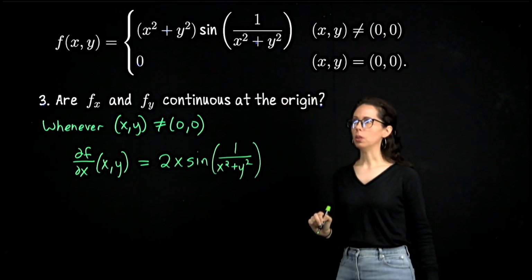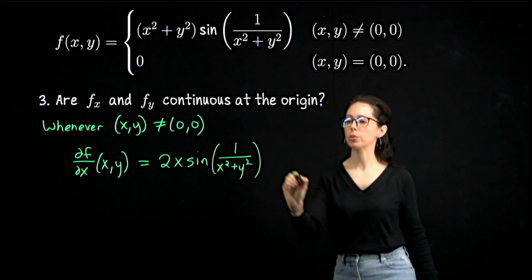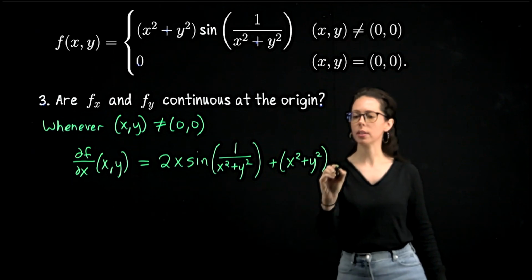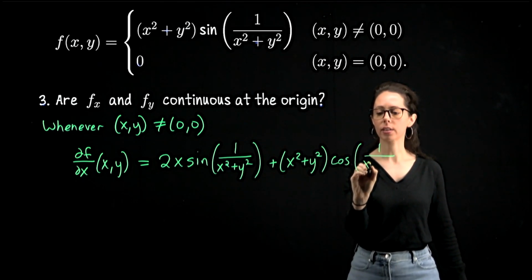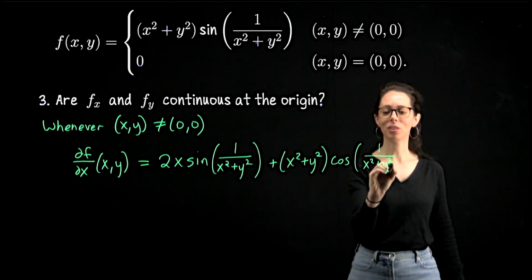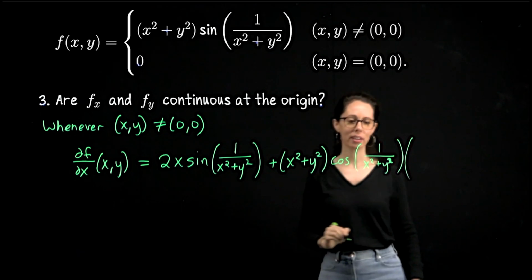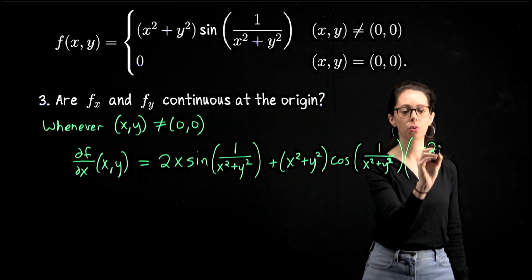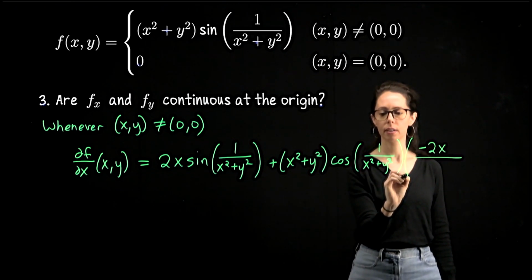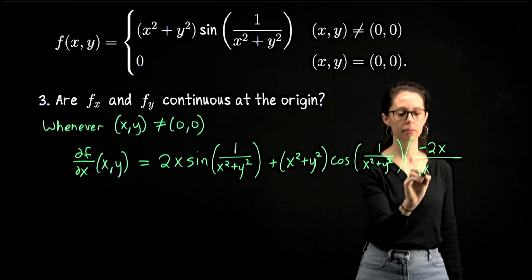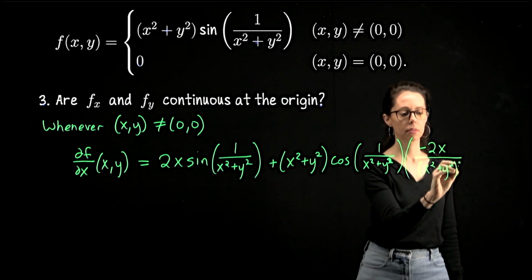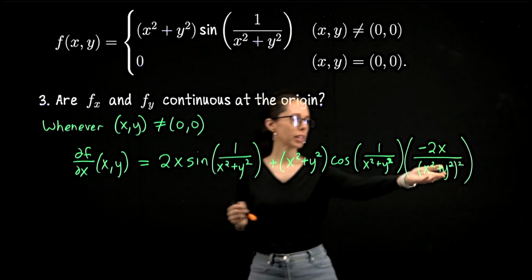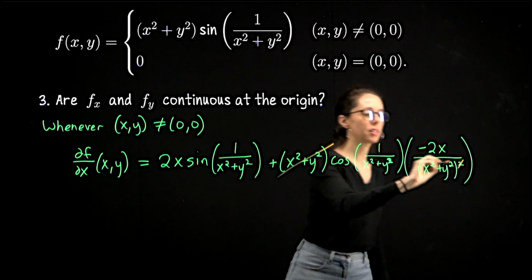So that's the first term in a product rule. And now I'm going to say plus x squared plus y squared times cosine of 1 over x squared plus y squared. I have to do the chain rule. So that's going to be -1 comes down, this to the -2 times 2x. So let me write -2x over x squared plus y squared, squared. Okay, I think that looks right. We have x squared plus y squared, x squared plus y squared, excuse me. Let's go ahead and cancel that.